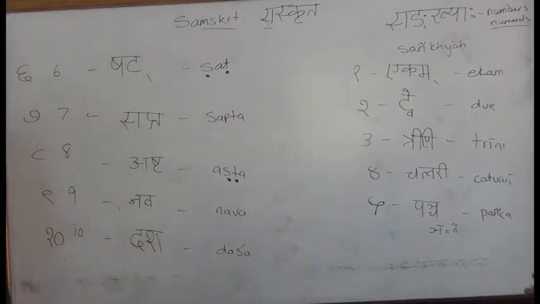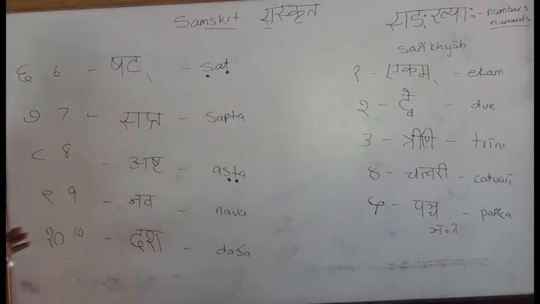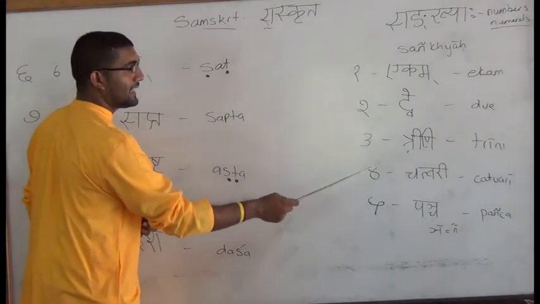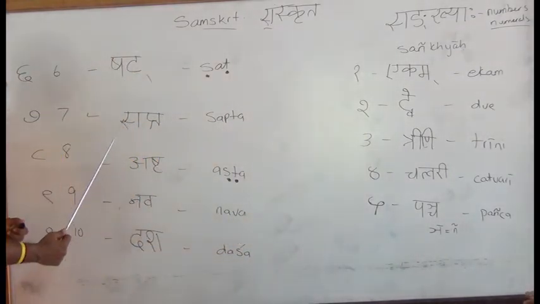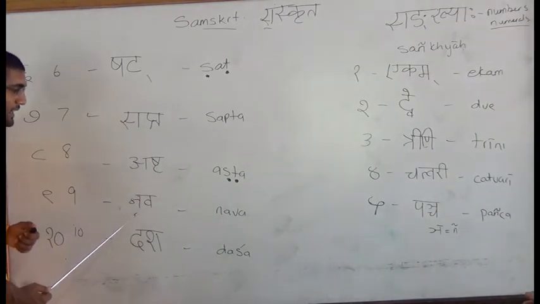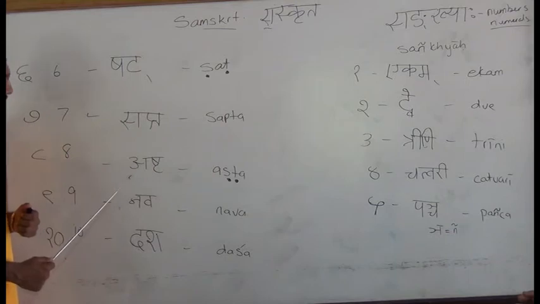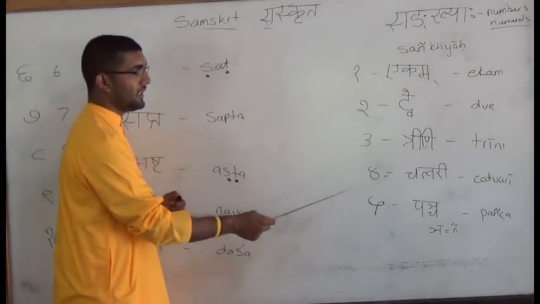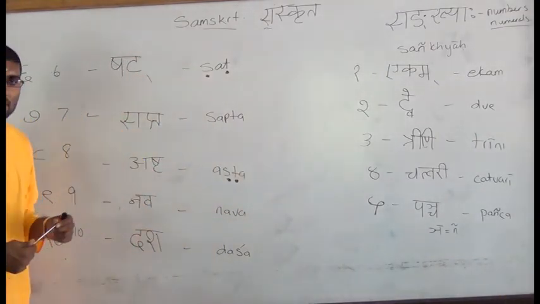1 to 20, they know. And you also should know 1 to 20. But 1 to 10 for today. Let's do it one more time. Ekam, Dve, Trini, Chatvari, Pancha, Sapta, Ashta, Nava, Dasha. And backwards: Nava, Ashta, Sapta, Pancha, Chatvari, Trini, Dve, Ekam. Very good.